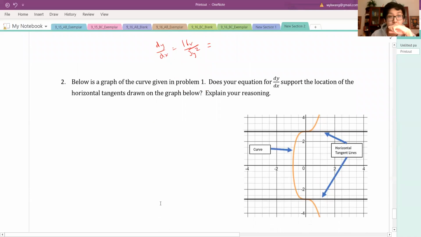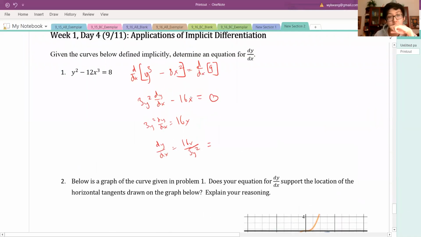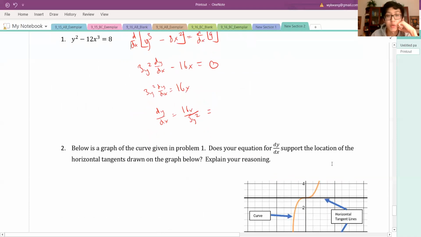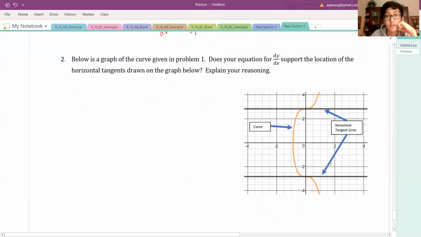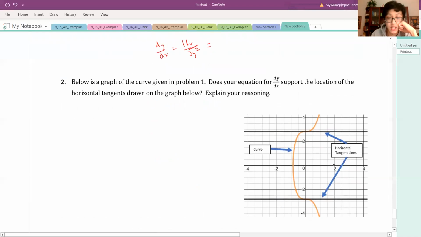Now, let's say below is a graph of the curve given in problem 1. So this graph is for that equation, not this one, so I can't really use it exactly. But the idea is, does your equation for dy dx support the location of the horizontal tangents drawn in the graph below? Well, where are the horizontal tangents?